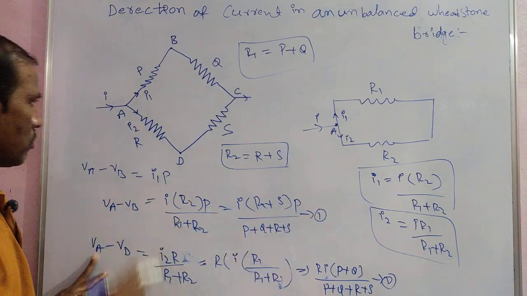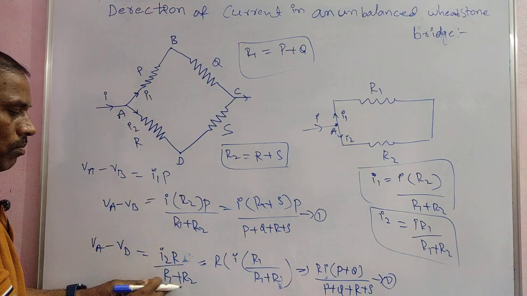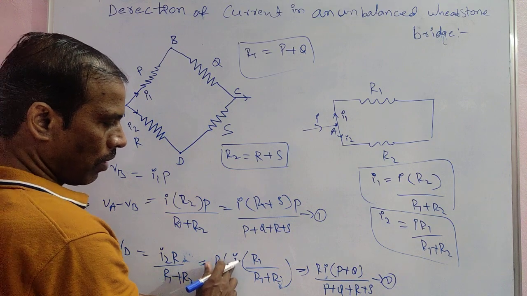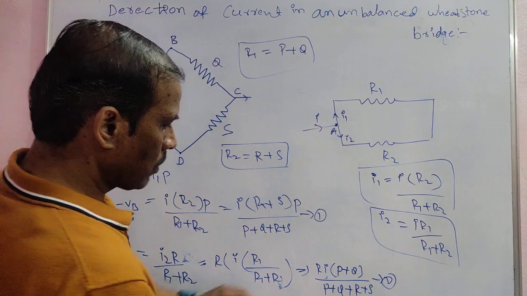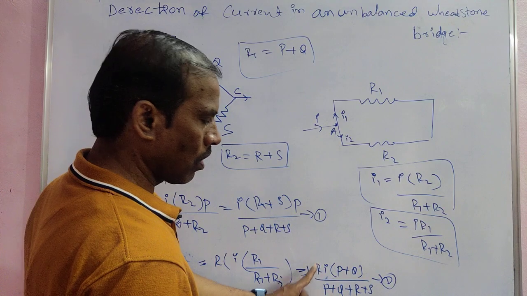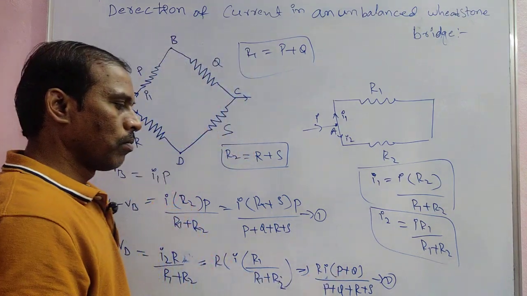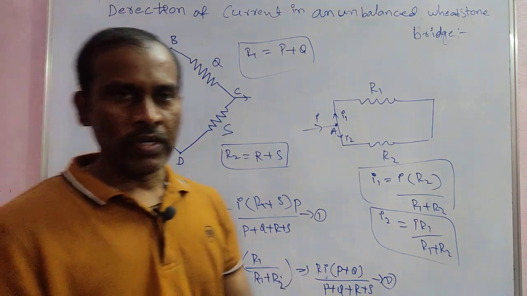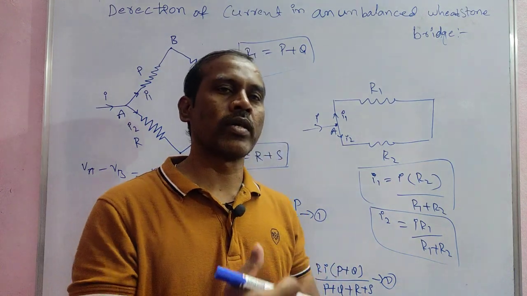Next, the potential difference between A and D: VA minus VD is equal to I2 R by R1 plus R2, which is equal to R into I times R1 by R plus R2. Now that is equal to RI into P plus Q by P plus Q plus R plus S. This is equation 2. So, equation 2 minus equation 1.